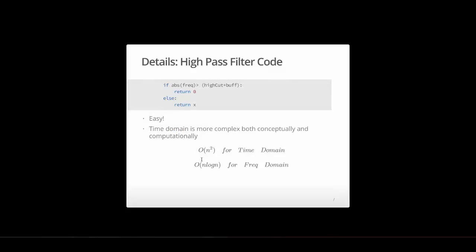The low-pass filter code is very, very simple. In the frequency domain, as I mentioned, it's basically just an if-else statement. It's basically 5 lines of code. Computationally, it's much simpler as well. It goes from being an O(n squared) algorithm to O(n log n) in the frequency domain.